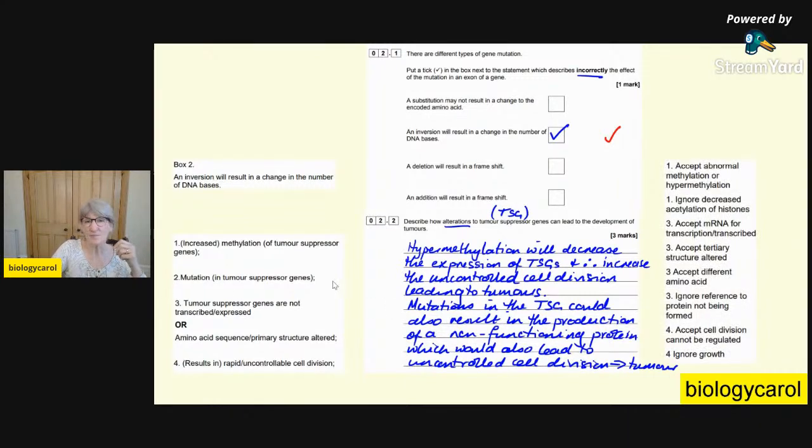So here's the mark scheme. Here are the notes in the mark scheme. Notice I got my mark point here because I could use the term hypermethylation. Absolutely accurate. I got mark point 3. Tumor suppressor genes aren't transcribed or expressed. Uncontrolled cell division, mark point 4. And blow me down, all I had to write was that there was a mutation. So clearly I wrote too much, but as an A-level student, I don't think I'd dare writing less, if I'm really honest.